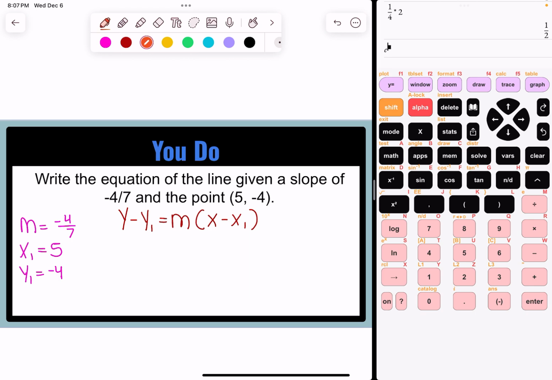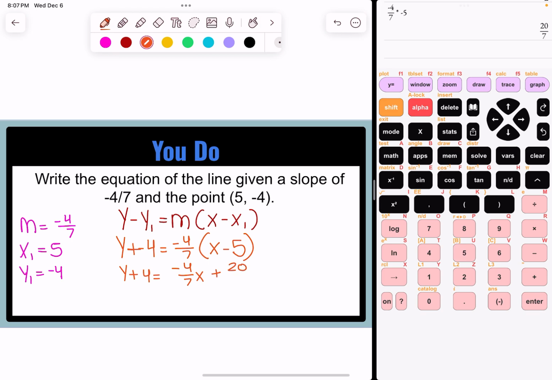Okay, let's plug in what we know. y minus y1 is negative 4, so now we have a minus negative, which becomes a plus, equals our m is negative 4 over 7, parentheses x minus our x1 is 5. All right, I'm probably going to need my calculator here. Leave the y plus 4 alone, then negative 4 over 7 times x is negative 4 over 7x. And then what is negative 4 over 7 times negative 5? That is positive 20 over 7.